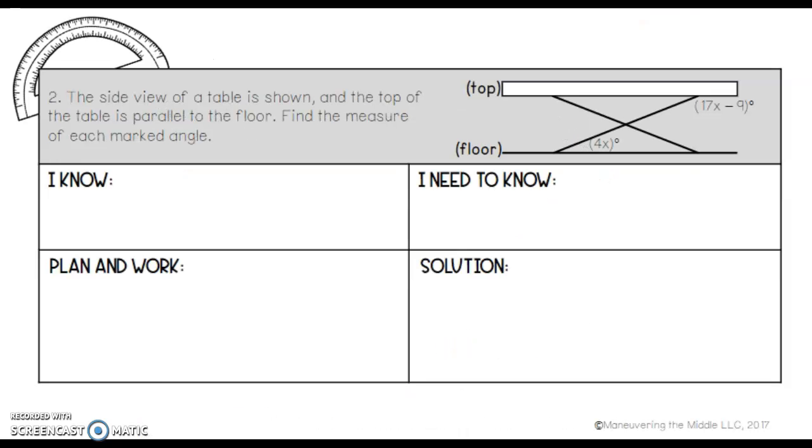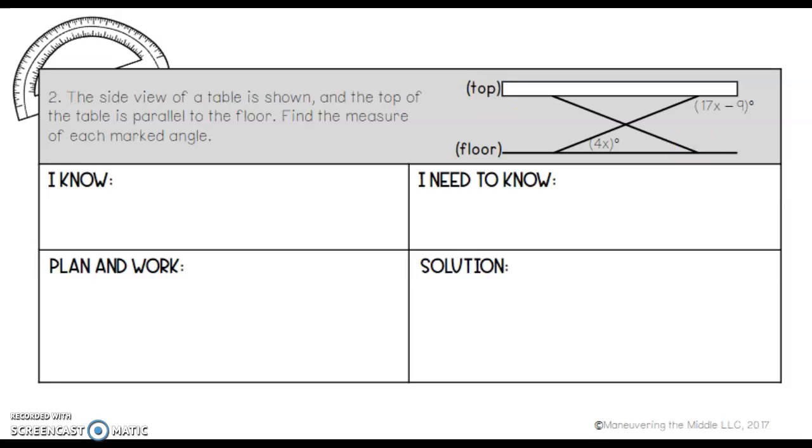The side view of a table is shown, and the top of the table is parallel to the floor. If you have ever seen gymnastics or watched it on the Olympics, this is like a balance beam. They say it's a table, but it also kind of represents a balance beam. I use that analogy because when you're walking on top of the balance beam, you're above it, outside of those parallel lines. And I'm sure you've seen kitchen tables or coffee tables like this as well. We need to find the measure of the marked angles.